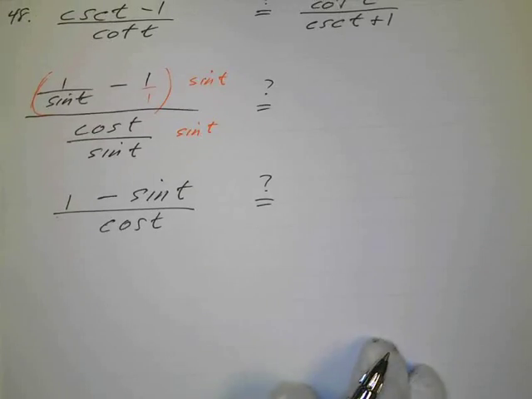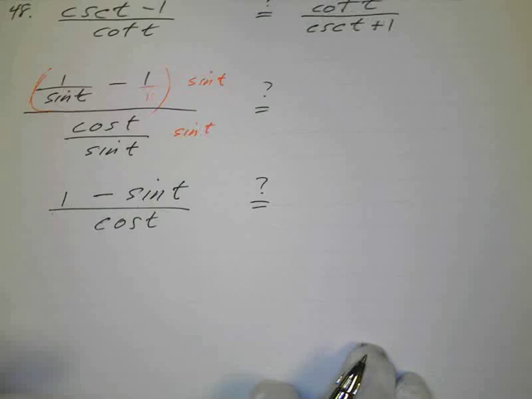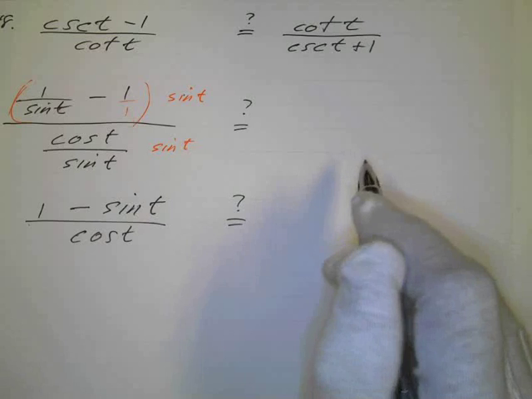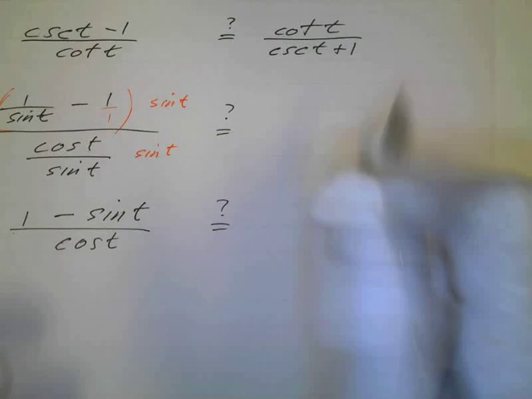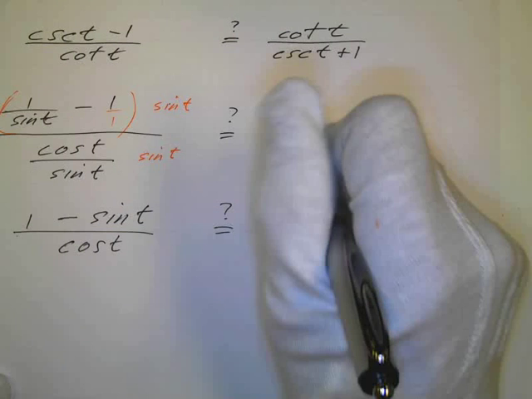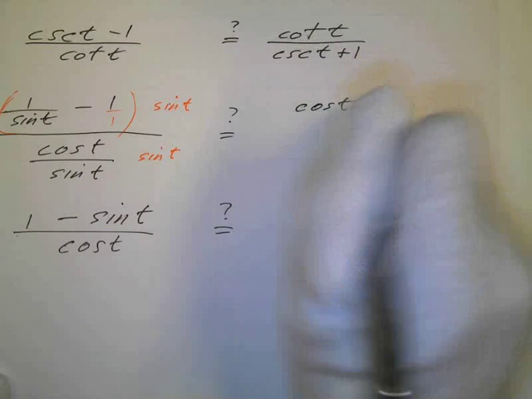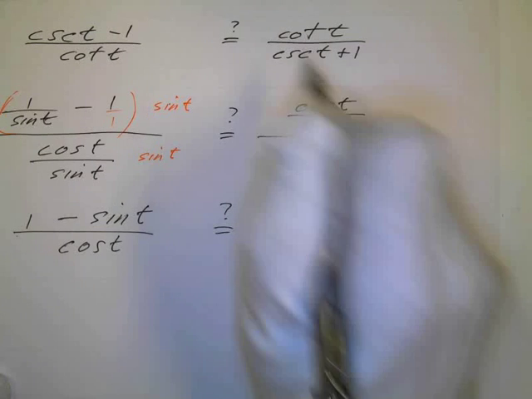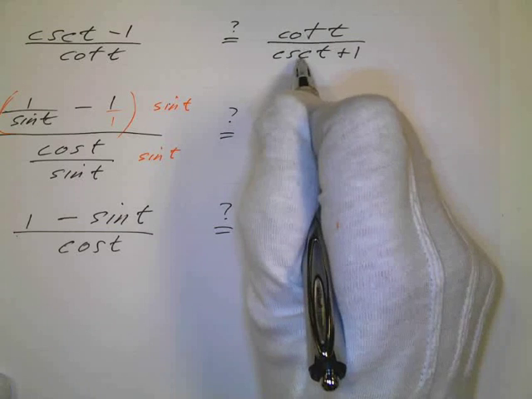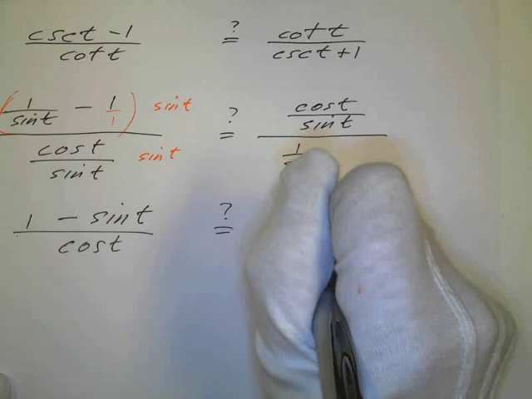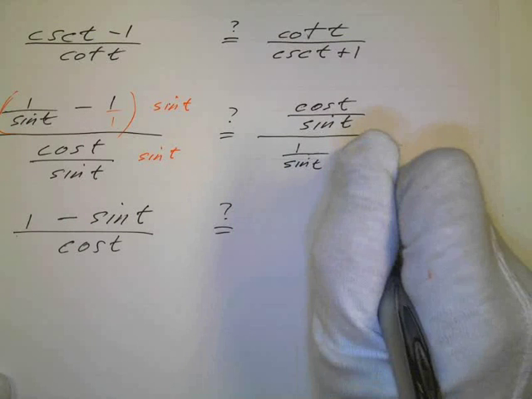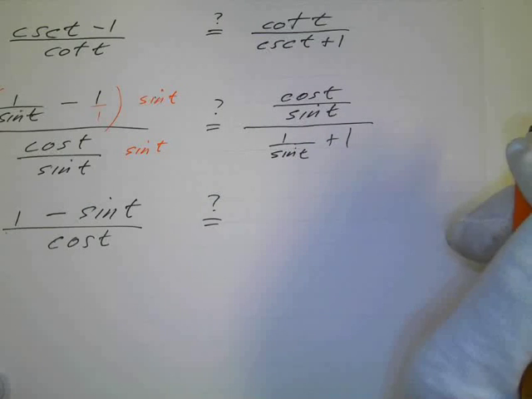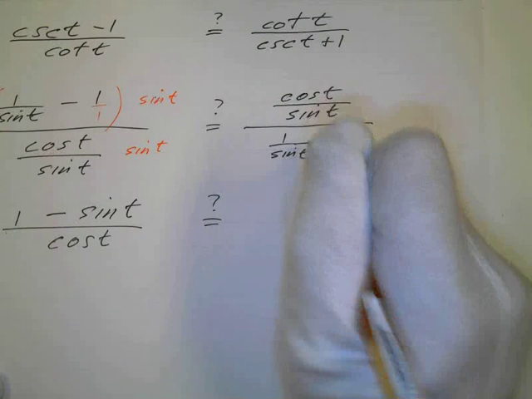Okay, so let's take a look at the right side and try to get this to be in terms of the sine and cosine. On the top, I'm going to have the cosine over the sine. That's the cotangent. Cosine of t over the sine of t, that's on the top. And over here, this is going to be the cosecant, which is 1 over the sine, plus 1. Then again, I've got a complex fraction, and my LCD is going to be the sine.